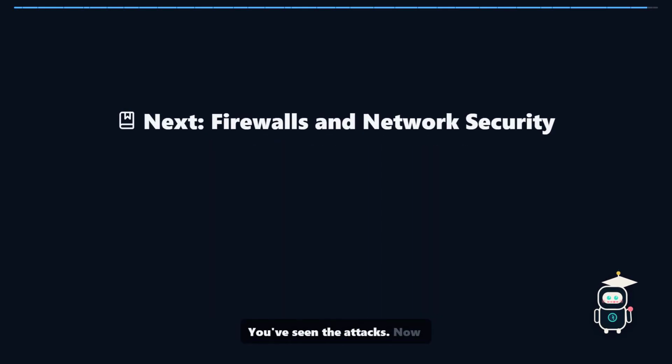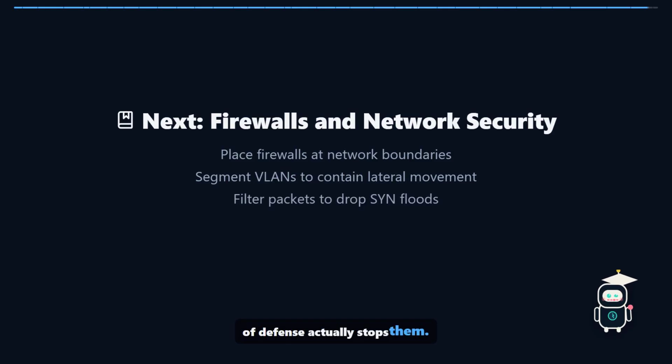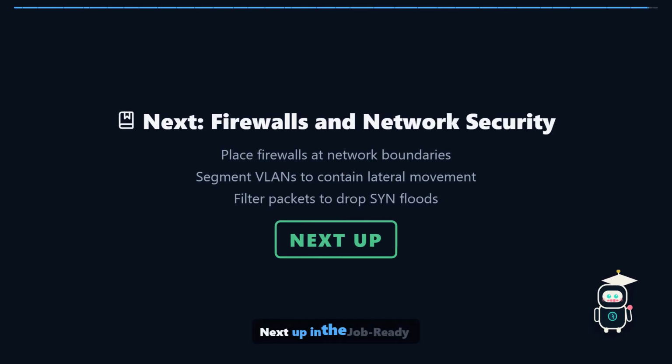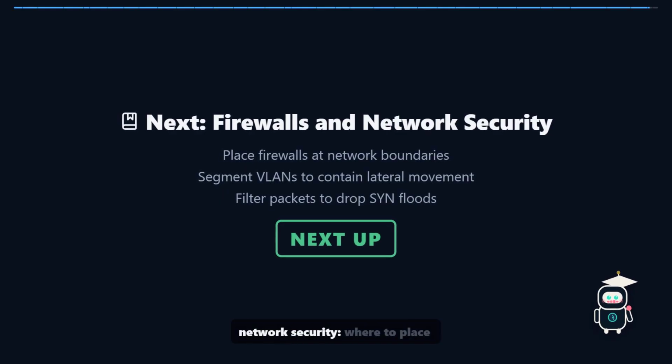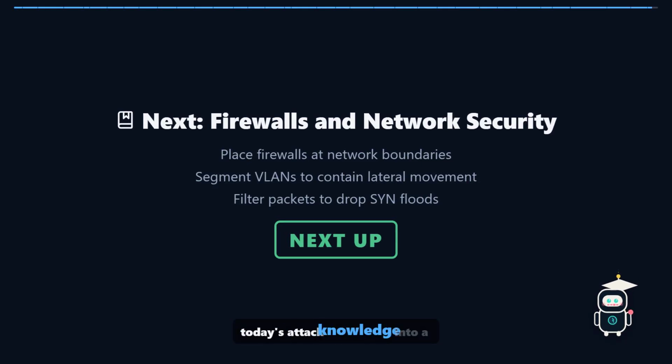You've seen the attacks. Now watch how the first line of defense actually stops them. Next up in the job-ready IT roadmap is firewalls and network security. Where to place the firewall, when to segment VLANs, and how packet filtering drops the exact SYN floods you just learned to spot. Watch it because it turns today's attack knowledge into a working perimeter.